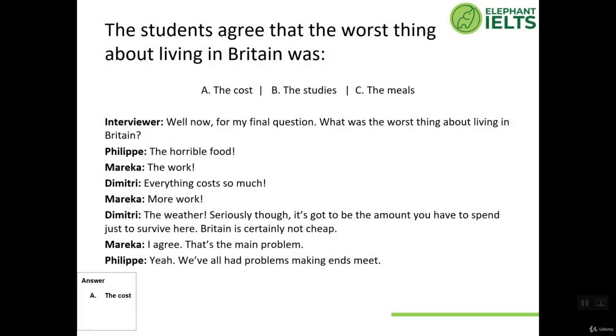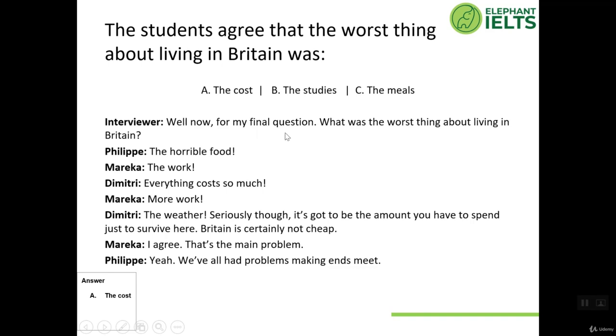Here's another example. First, we read the stem and underline keywords. Agree, worst thing living in Britain, and the options, the cost, the studies, the meals. Now the question asks, what do the students agree is the worst thing about living in Britain: the cost, the studies, the meals.